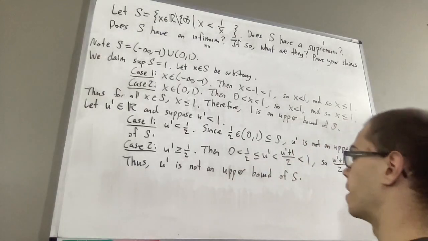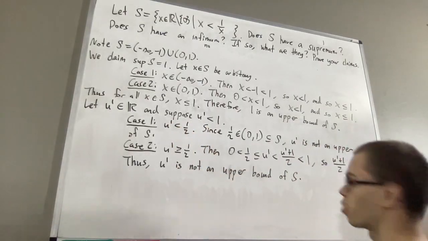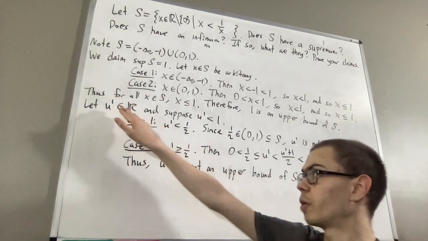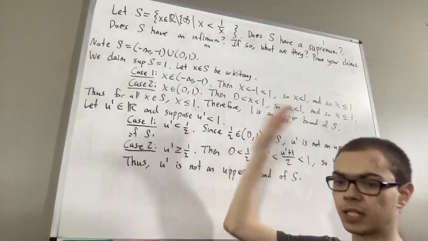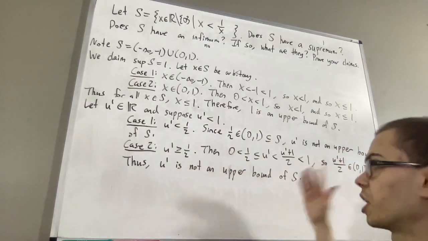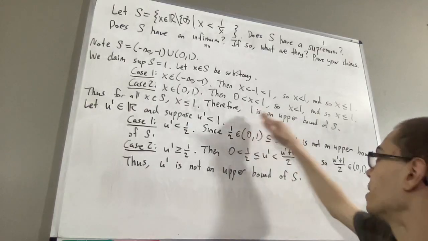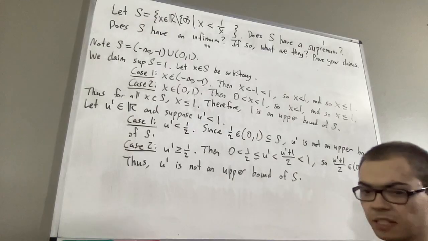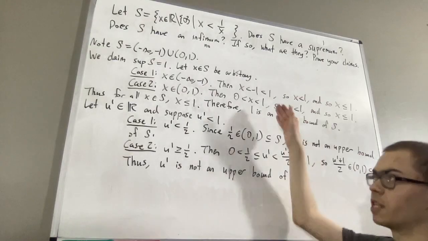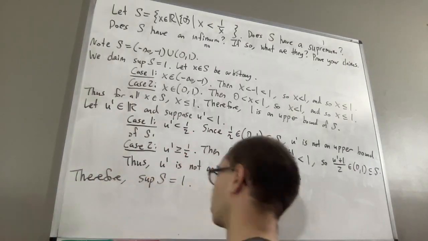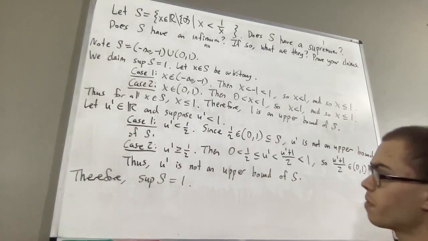And so, in either case, we have shown u prime is not an upper bound of S. So this shows if u prime is any real number that is less than 1, u prime is not an upper bound of S. So, putting this all together, we have shown 1 is an upper bound of S, and anything less than 1 is not an upper bound of S. That proves 1 is the supremum of S by definition. And so that proves our claim about the supremum.